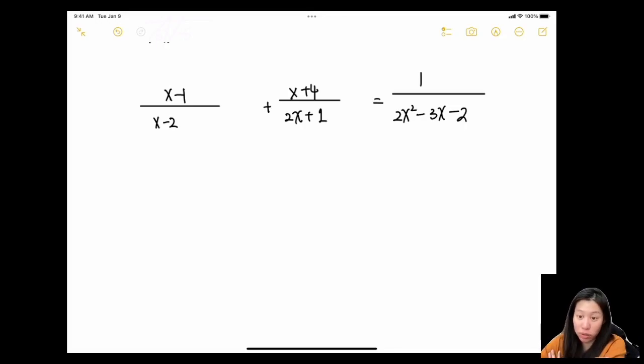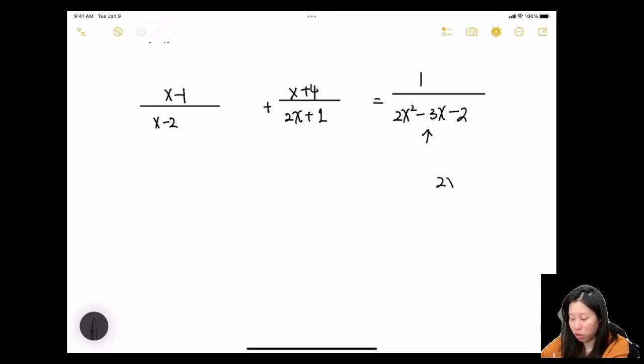So the first step is you're always trying to factor the common factor out, because once you factor out, maybe it's easier for you to find it instead of just multiplying them. Okay, so 2x squared minus 3x minus 2, how do we factor it?